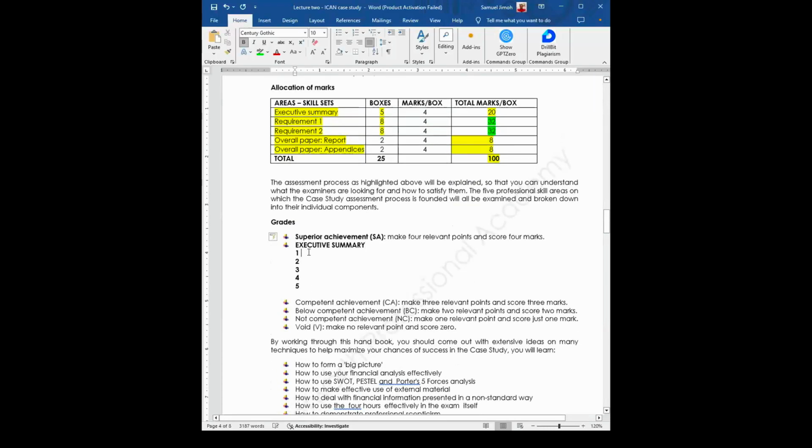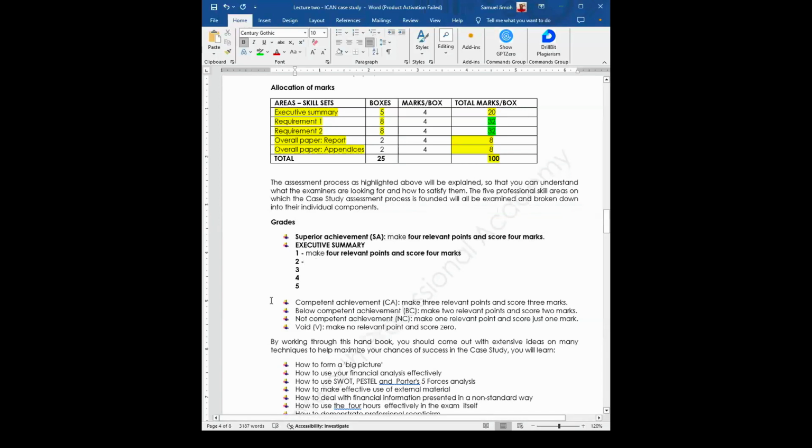Now, superior achievement is 4 marks, which means that for you to score the 4 marks allocated to skill 1 under executive summary, you must have made 4 relevant points to score 4 marks.